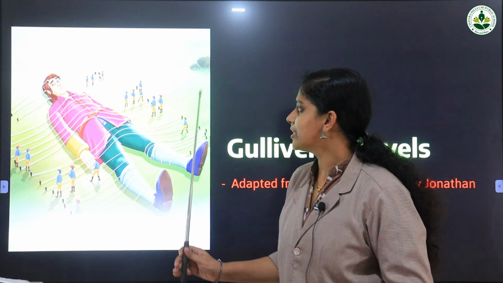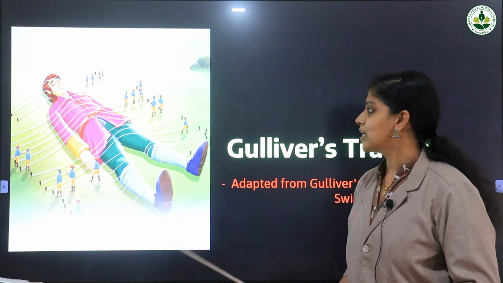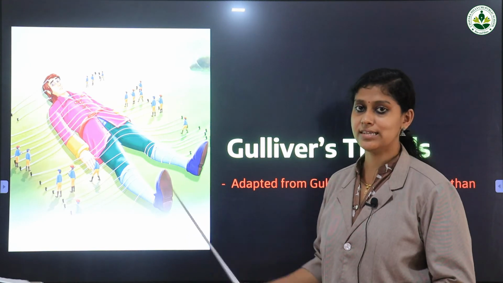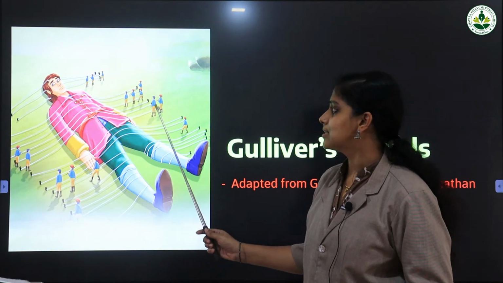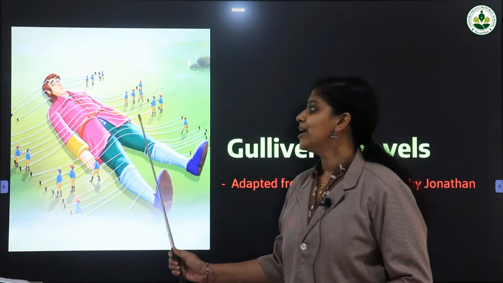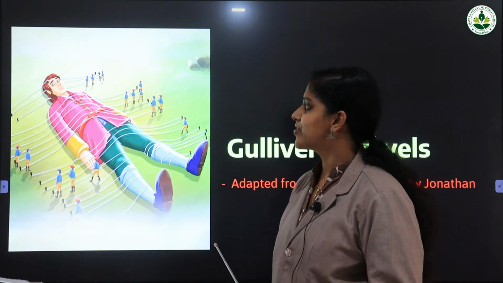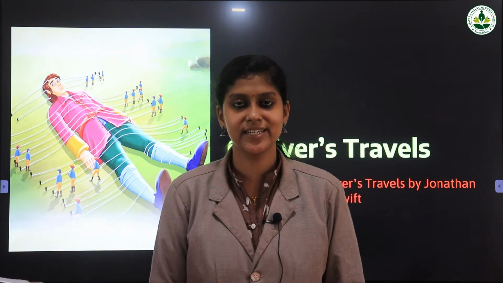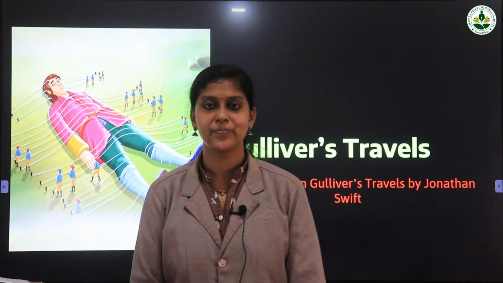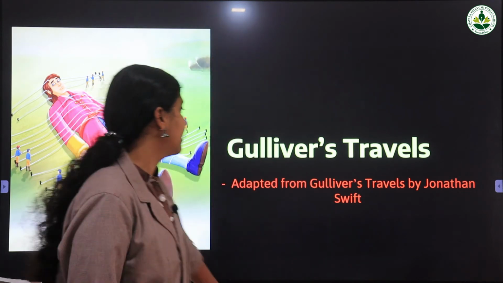Look at the right side of the screen. Here you can see a picture. Can you identify this? Yes, here you can see a big man and some small men. Observe this picture, then try to find the theme of this chapter. Can you guess the theme of this chapter? Okay, let's check. Before we go into the chapter, let us do a small activity.